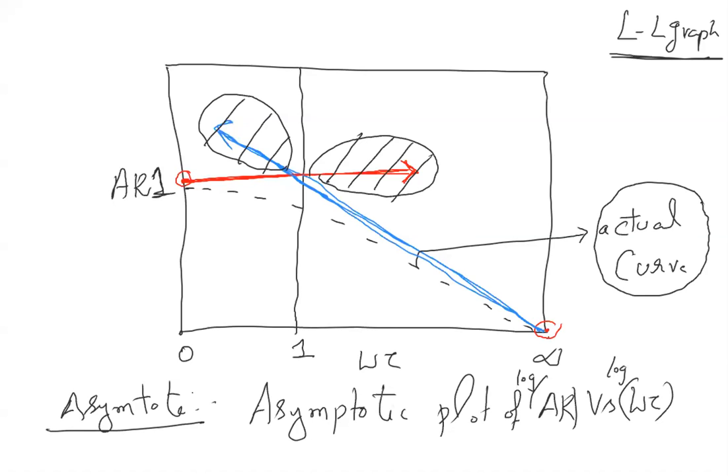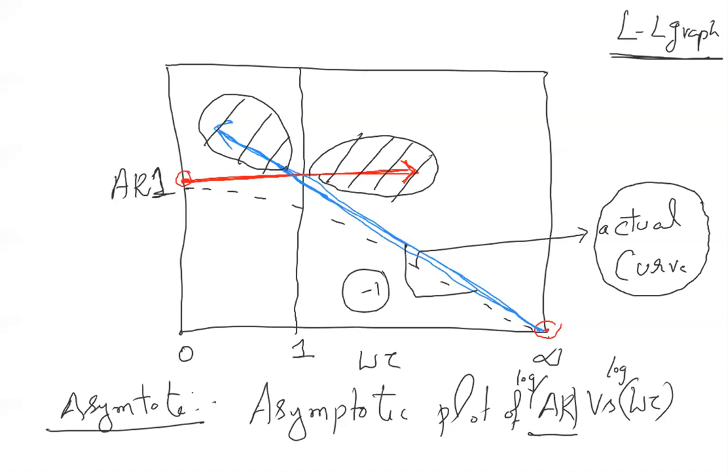So then you have two asymptotes. AR equal to 1 is one asymptote. The other is log AR equal to minus log omega tau, so y equal to minus mx. Slope is minus 1. So the slope of this line is minus 1. Clear? Now in this region this asymptote has no meaning, and in this region this asymptote has no meaning. So that is log AR versus log omega tau.